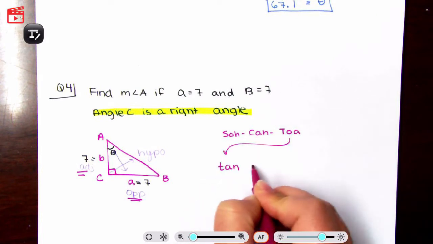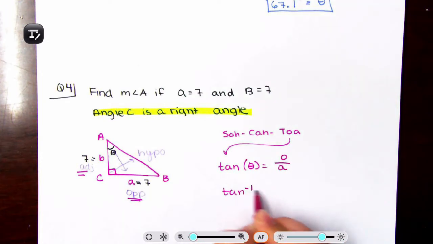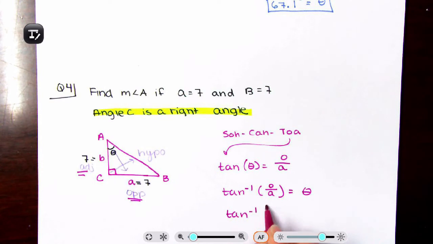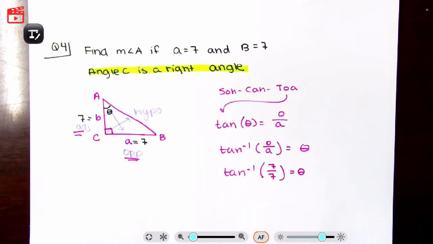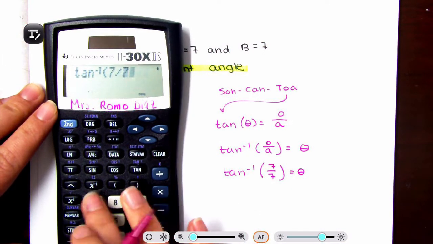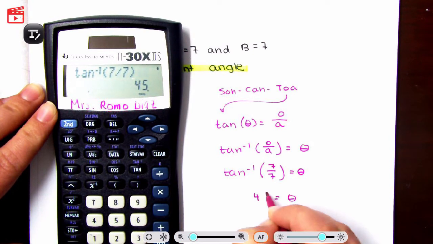We seem to be using tangent a lot this time around. Tangent of theta is equal to opposite over adjacent. So the inverse function would be opposite over adjacent is equal to theta. And that would be inverse function of what was our opposite, 7. Our adjacent was also 7. And we're going to plug that in. So we have inverse tangent 7 divided by 7. And that gives us theta is equal to a beautiful 45.